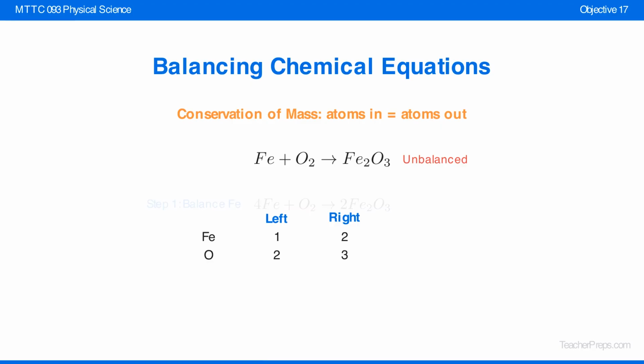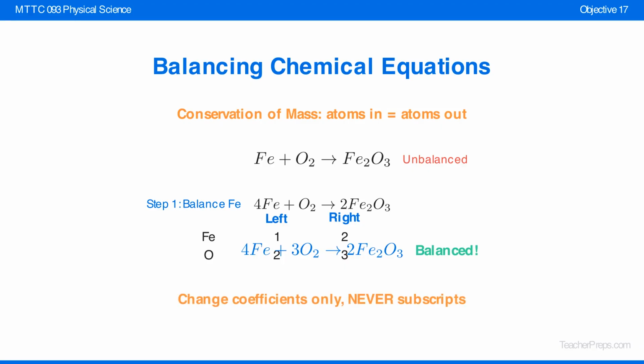Not balanced. Step 1. Balance iron by putting a 4 in front of Fe on the left and a 2 in front of Fe2O3 on the right. Now we have 4 iron on each side. Step 2. The right side now has 6 oxygen atoms, so put a 3 in front of O2 on the left. Now left side, 6 oxygen. Right side, 6 oxygen. Final balanced equation: 4 Fe plus 3 O2 yields 2 Fe2O3.